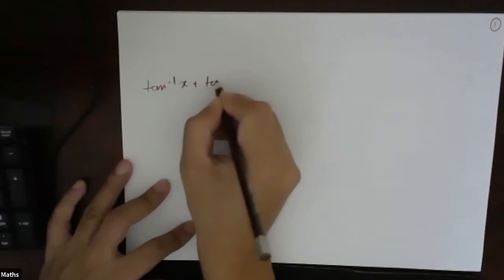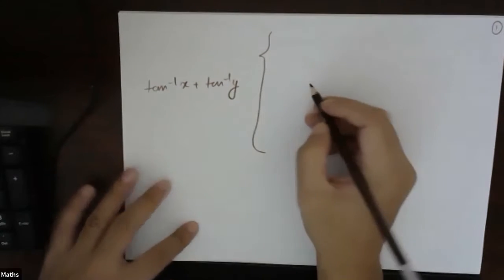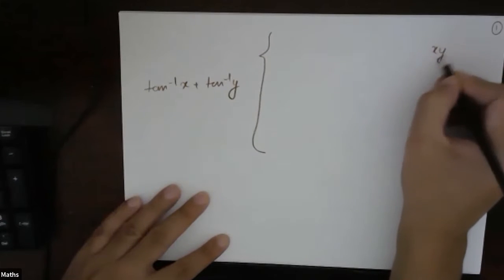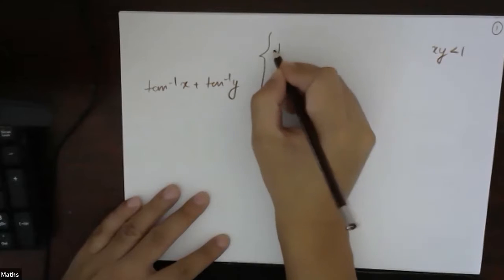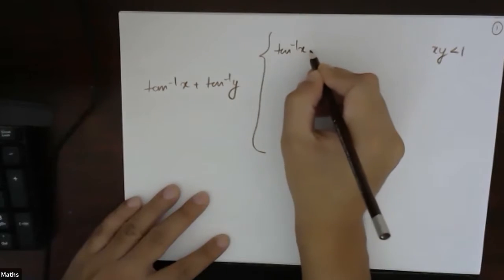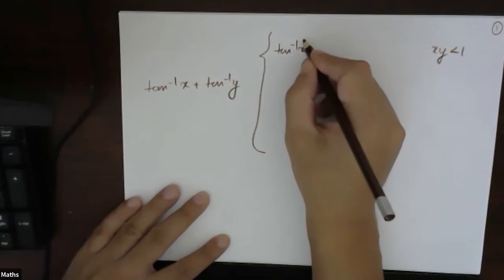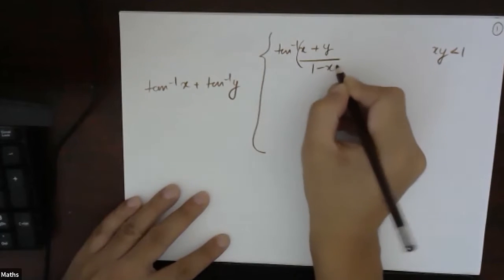Tan inverse x plus tan inverse y will be, first thing, that if x and y are less than 1, then tan inverse x plus tan inverse y will be tan inverse of x plus y upon 1 minus xy.